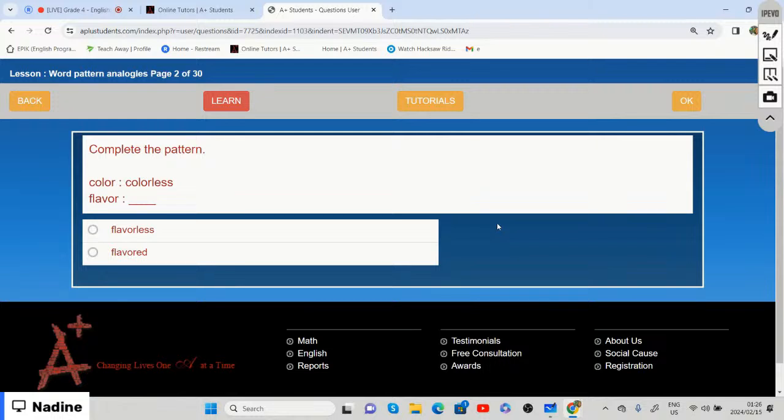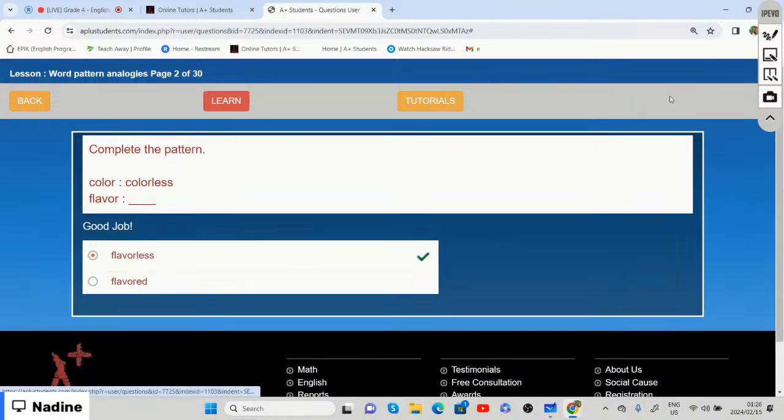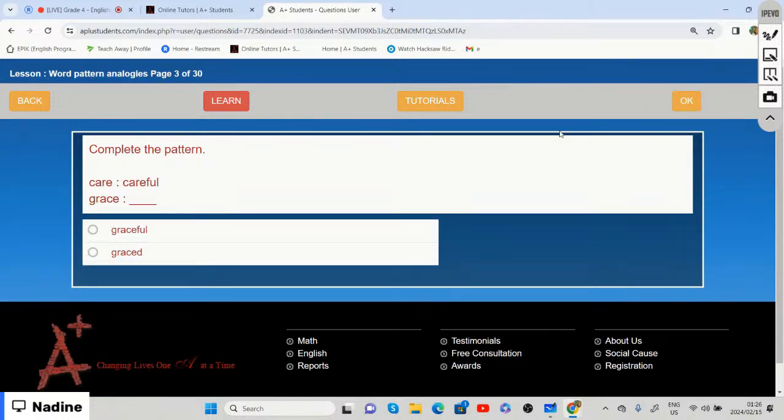All right. So if we follow the pattern of colorless, we will say it is flavorless. Because colorless means without color, and flavorless also means without flavor. So well done. Flavorless is correct.